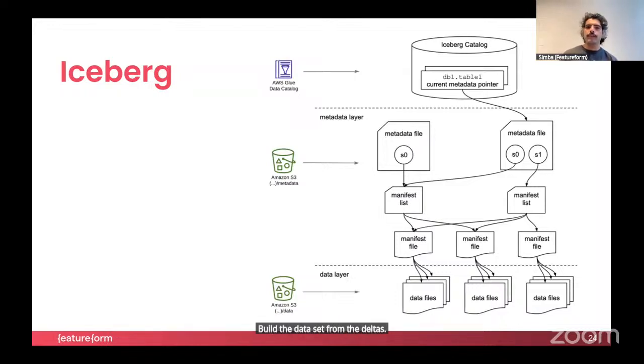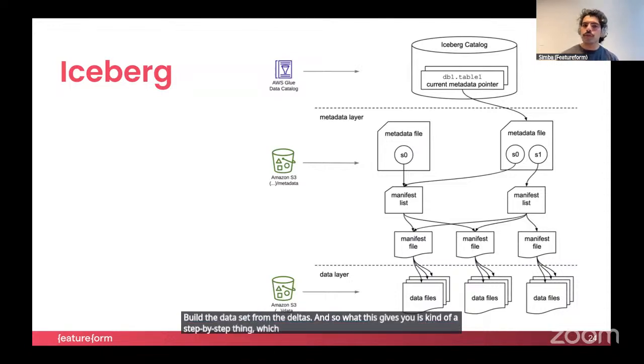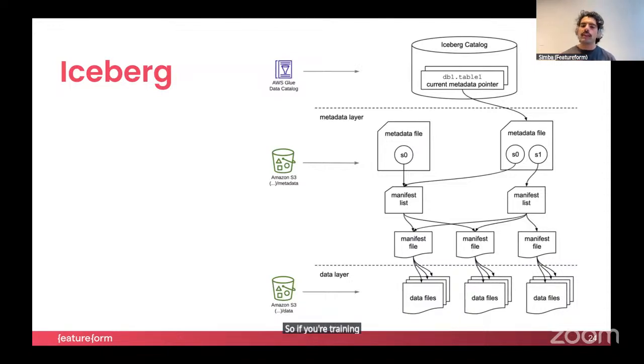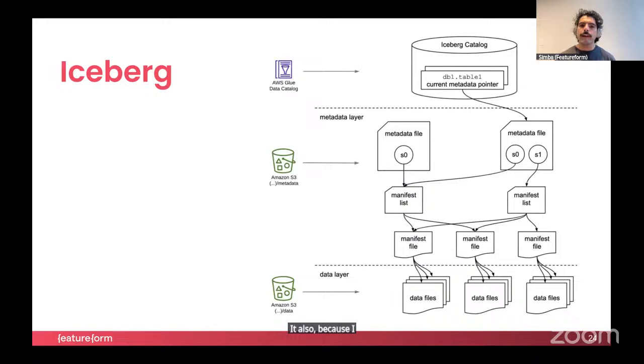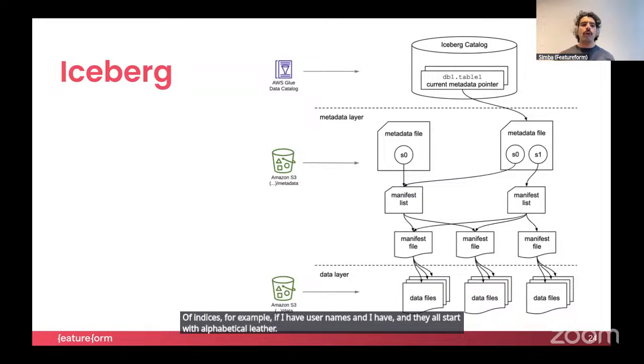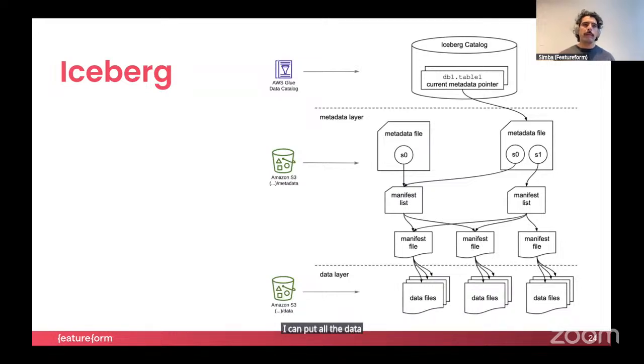And so what this gives you is kind of this step-by-step thing, which allows you to time travel. So if you're training, you can go back in time and train how data would have looked like at a certain point. It also, because I can specify these manifest files, I can create indices. With indices, for example, if I have user names and they all start with alphabetical letter, I can put all the data where users start from A to C together and X through Z together.